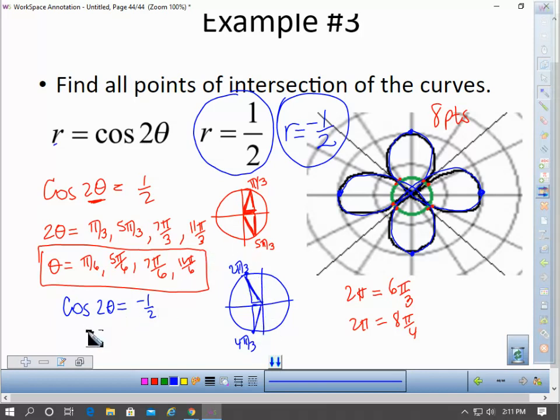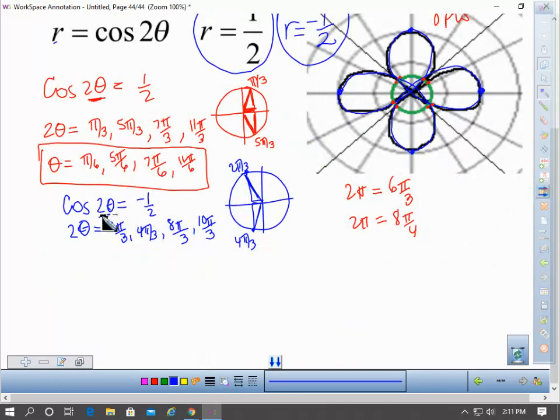Okay? So now I've got 2 theta equals, my choices are 2 pi over 3 and 4 pi over 3. And again, that's only 2 answers, so I need to add 6 to it. So add 6 will be 8 pi over 3. 6 to this will be 10 pi over 3. But that's what 2 theta equals. I want theta, so divide by 2.